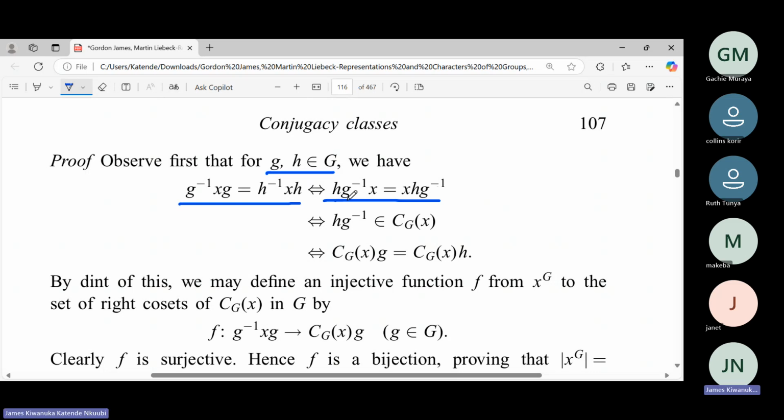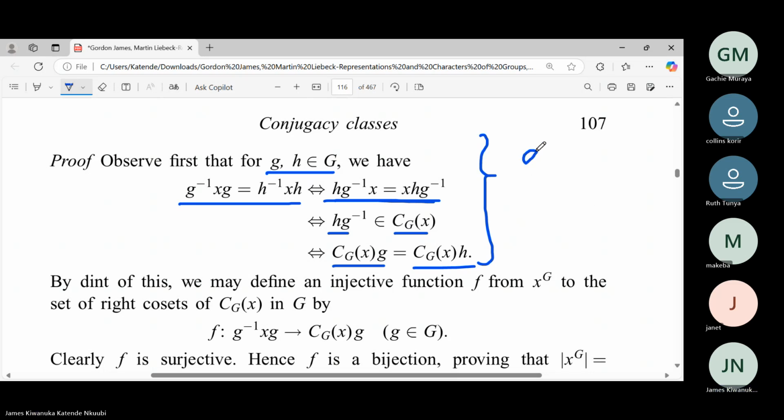But then what this means is that this HG inverse will be in the subgroup. Now, if HG inverse is in the subgroup, it means the right cosets of these two will be equal. I think we did a similar thing in group theory.